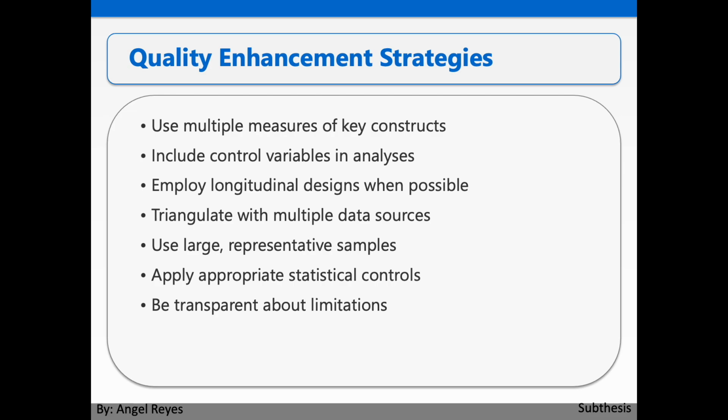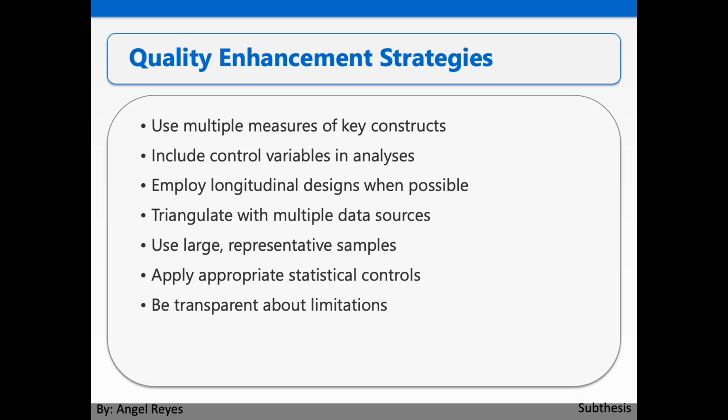If you're studying job satisfaction, don't rely on a single self-report measure. Use multiple indicators, perhaps including supervisor ratings, behavioral indicators, and physiological measures. Include control variables in your analyses. Measure and statistically control for variables that might confound your results. This doesn't eliminate the possibility of unmeasured confounders, but it reduces the likelihood that your results are explained by variables you can anticipate and measure.